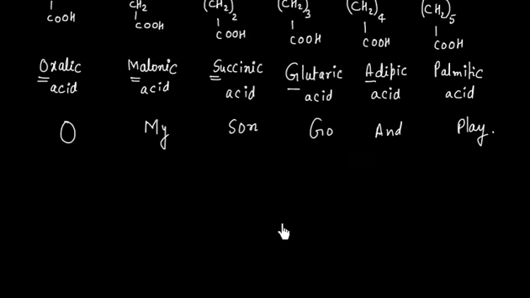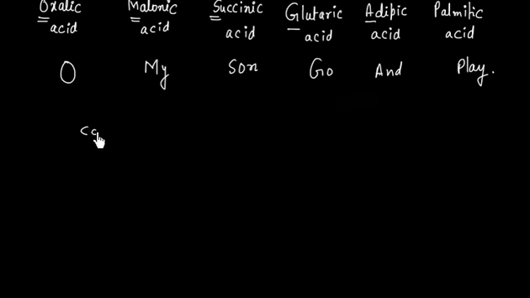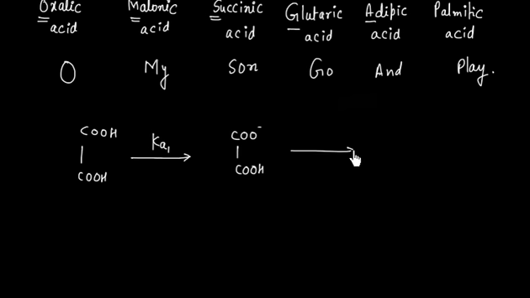Now let us discuss the acidity of these dicarboxylic acids. First, if I consider a COOH group, it can lose 1 H plus. Let us call the equilibrium constant corresponding to this Ka1. It can also lose a second H plus; call this equilibrium constant Ka2. Now first important point: Ka1 will be greater than Ka2.